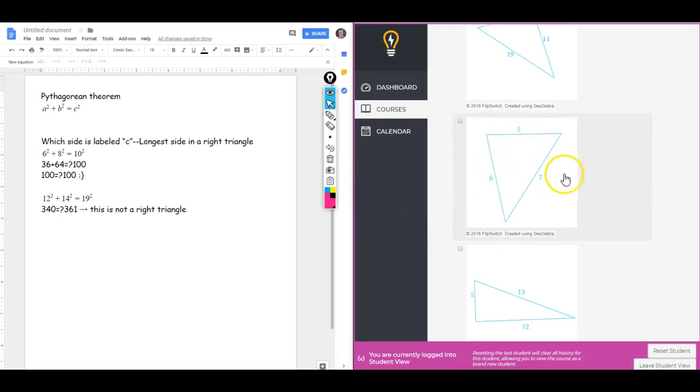We have 5, 6, and 7. Again, I will be using the Pythagorean theorem and labeling first the side length that is the longest because that's our possible hypotenuse. So 7 is the longest, so that's C. And then I'm just going to be labeling the other two sides. So A, the side length labeled A has a length of 6, so I'm going to substitute that as 6. B is 5, and C has the side length of 7.